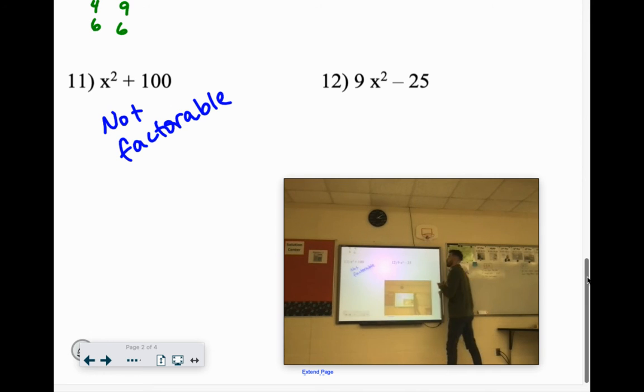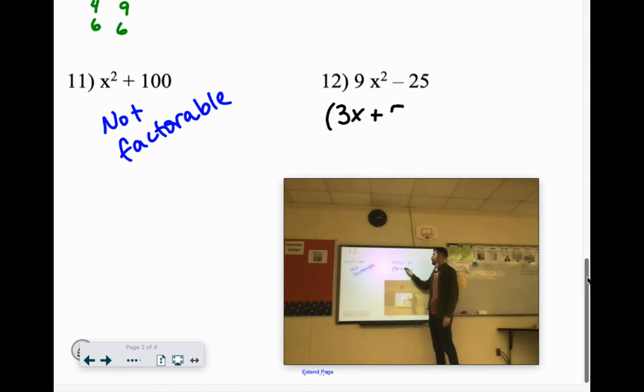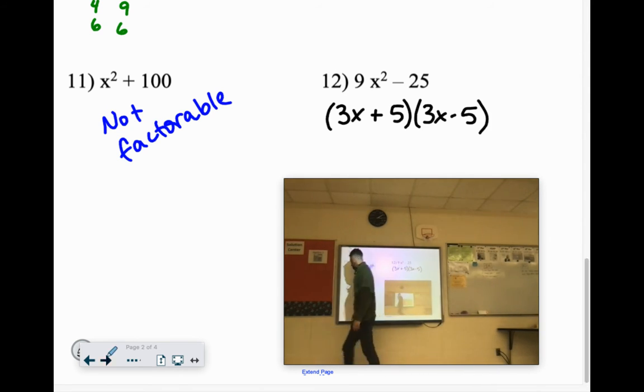Here we go. 9x squared minus 25. I can square root both of those. There's a minus in the middle. Square root of 9x squared, 3x. Square root of 25, 5. 3x plus 5, 3x minus 5. It's just too much fun.